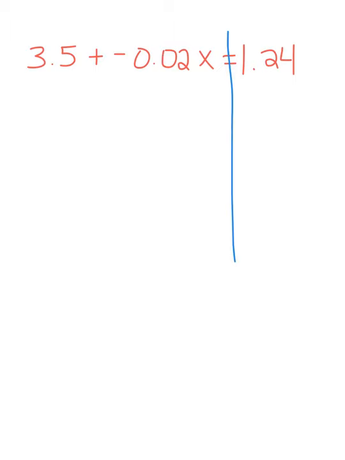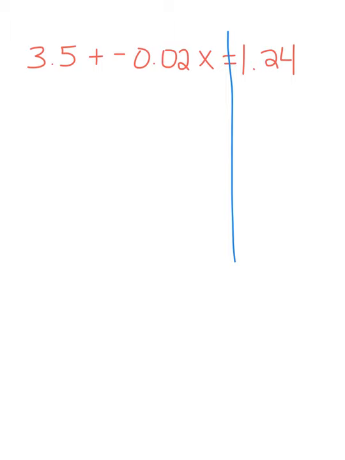Example 3, I've got 3 5/10 plus a negative 0.02x equals 1.24. So I think we get nervous with this one because we get freaked out that we have decimals. The process is the same. Draw your line down the equal sign.